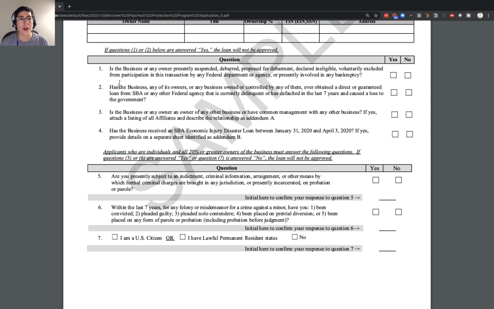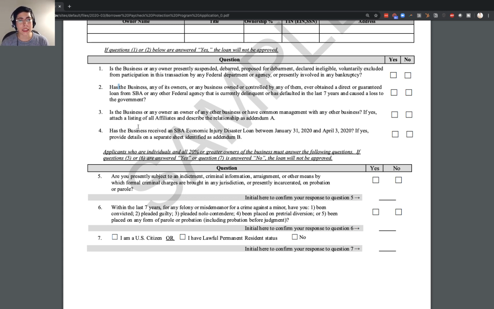So are you currently ineligible for a loan? Have you filed for bankruptcy? Yes or no? Are you unable to get a loan because you have defaulted on a loan? Yes or no? Is a business owner, do you have other common interests in other businesses? So if you are a serial entrepreneur, like many of our clients are, you will need to provide that information, and all owners that own over 20% will need to provide that information.